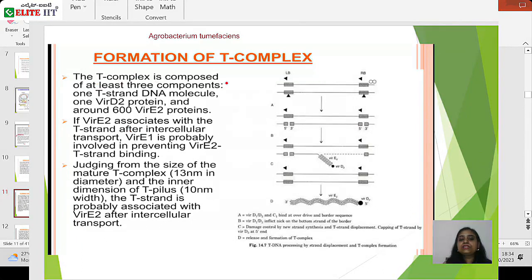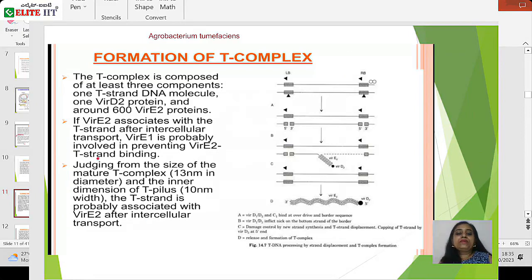The T complex is composed of at least three components: the T strand DNA molecule, the VirD2 protein, and around 600 VirE2 proteins. Why are those involved? In order to control the exonuclease activity, because after the cutting of one single strand, exonuclease may degrade those parts. To control that, VirE2 plays the main role here. Around 600 VirE2 molecules are binding at that position.